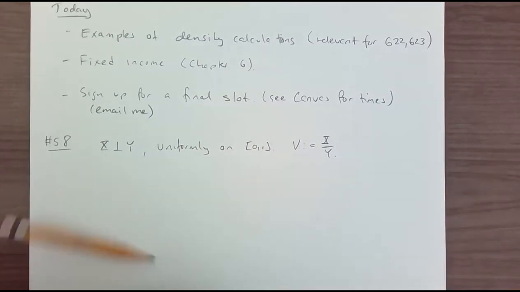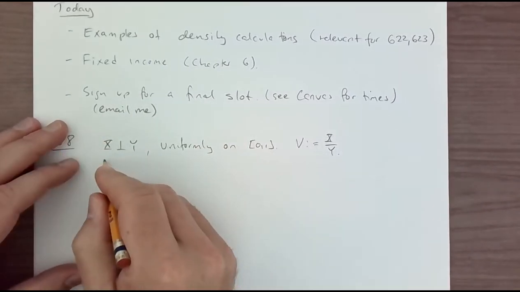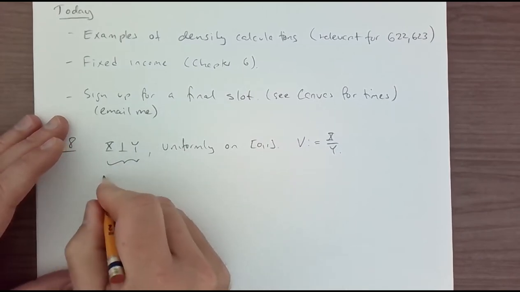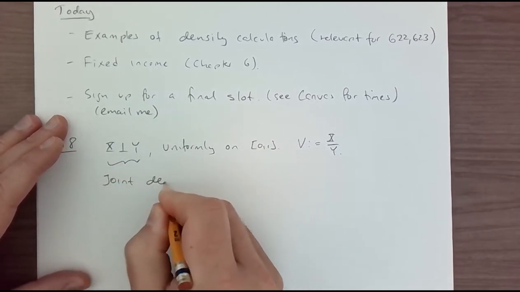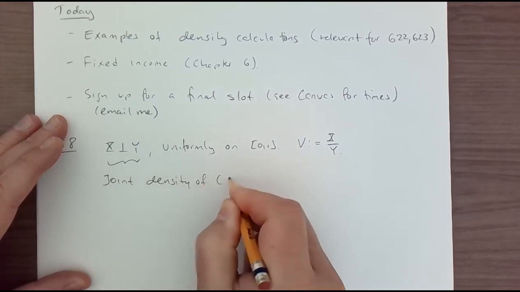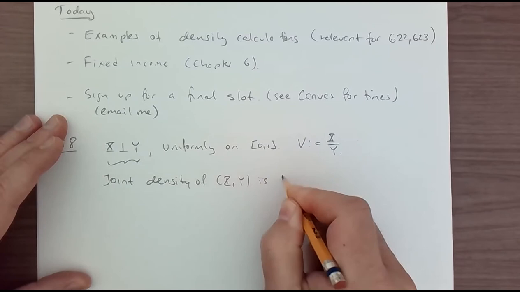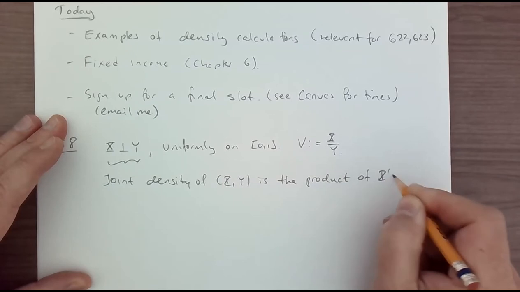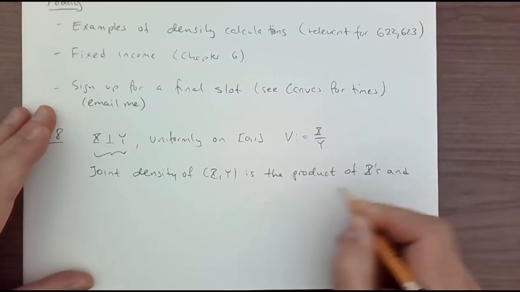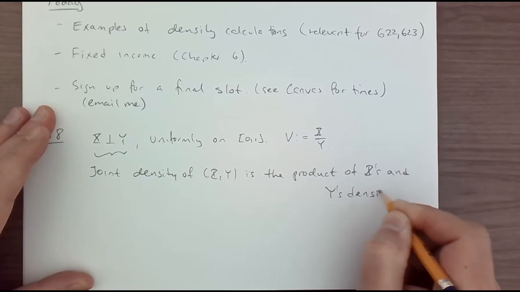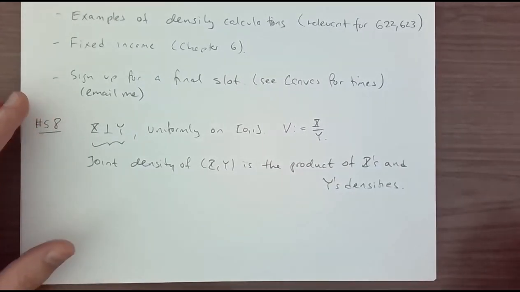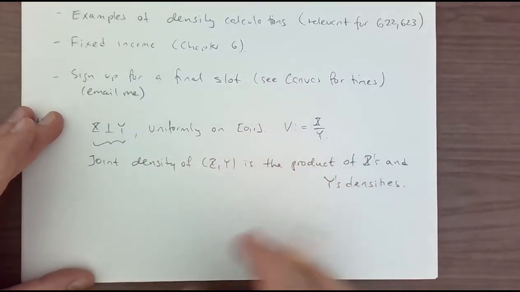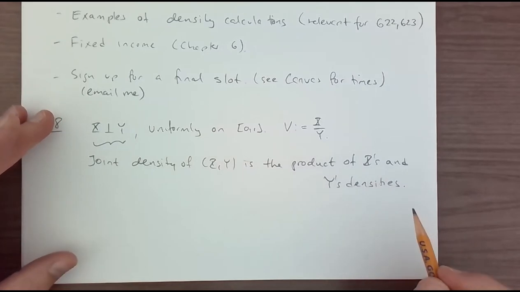Are there any questions on that? What does it mean? Well, let's try to break it down. This means, for example, that the joint density of these two random variables is the product of x's and y's density. There are many equivalent ways of describing independence, but this is one of them.